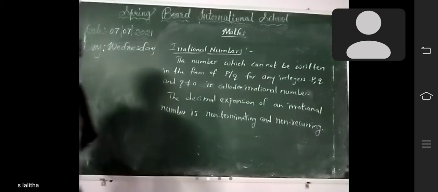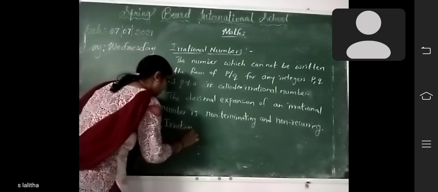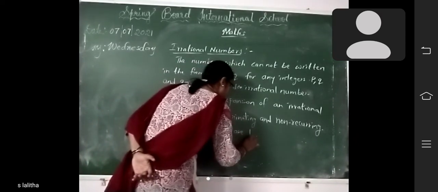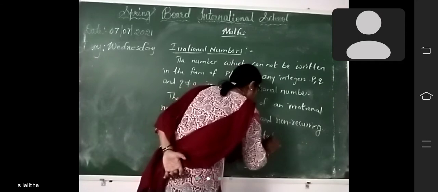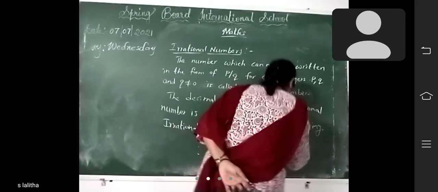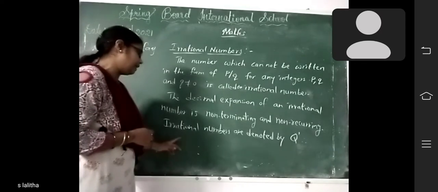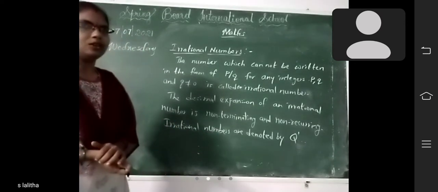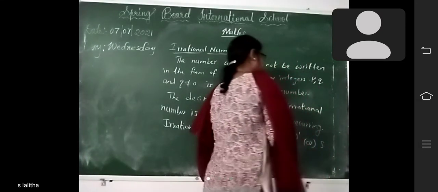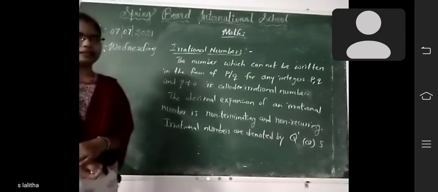And what is the symbol of irrational numbers? Rational numbers are denoted by capital Q, and irrational numbers are denoted by capital Q dash or capital S.